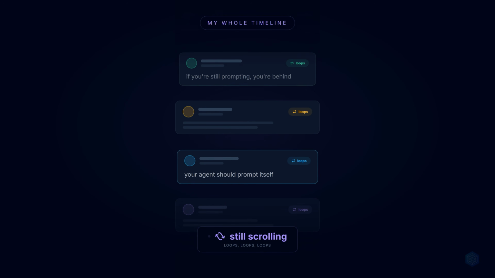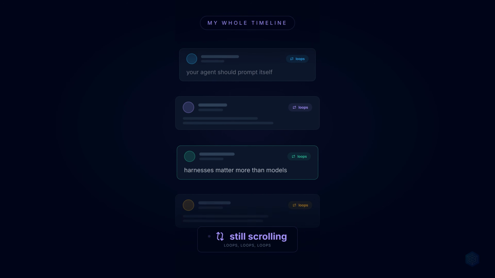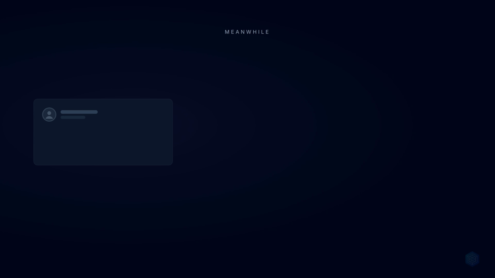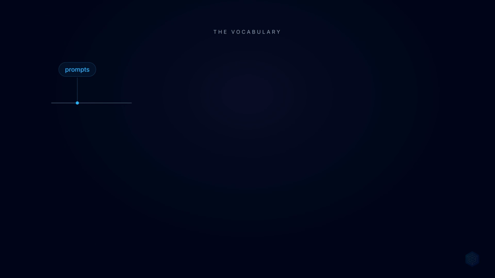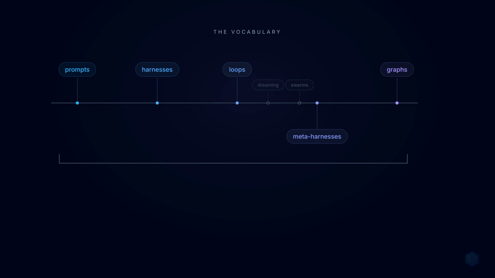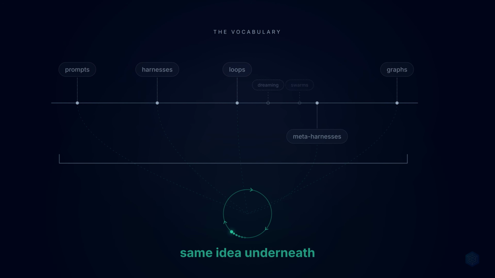Now, I sat on this video for a bit, which turned out to be a mistake because, in the meantime, the same person who kicked the loops thing off posted again asking whether we're still talking loops or did we shift to graphs yet. And a few hours later, there were already articles up saying loop engineering is dead. So in the last few months, we went through prompts, loops, harnesses, meta harnesses, graphs, and so on. And my take is that there is something real sitting under all of that, but the vocabulary is moving way faster than the actual practices.